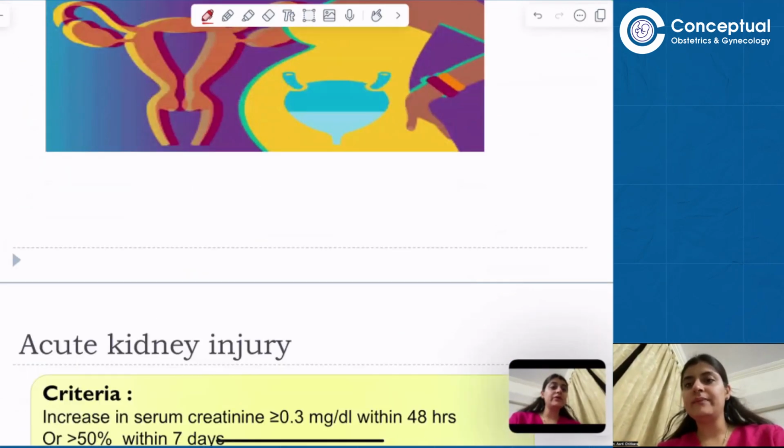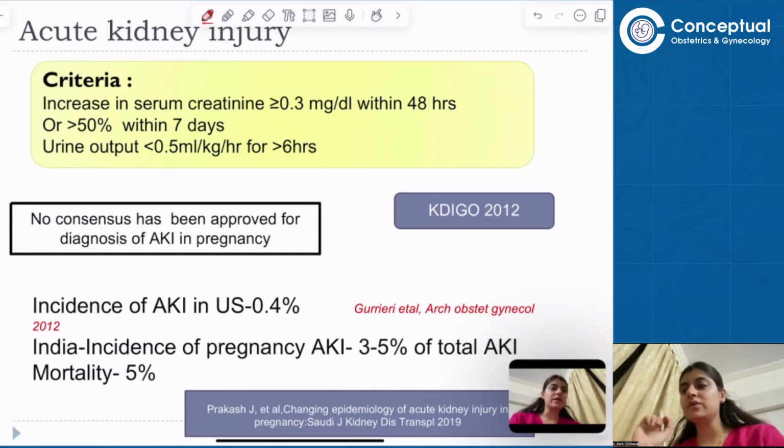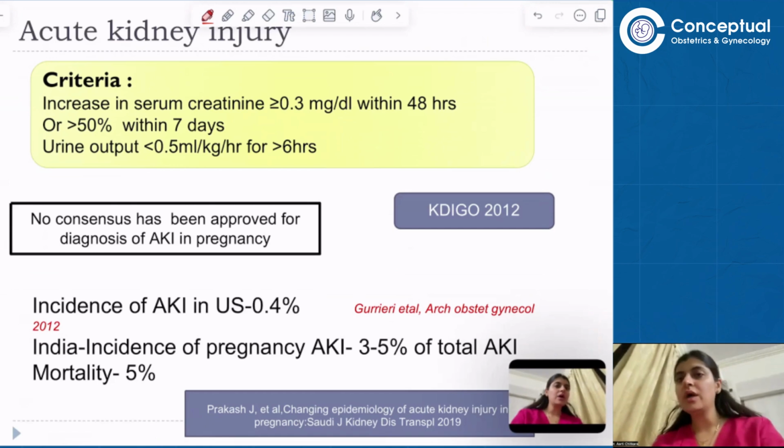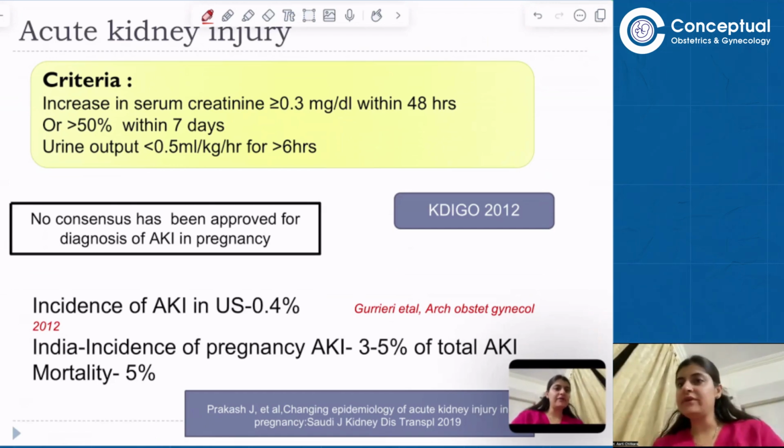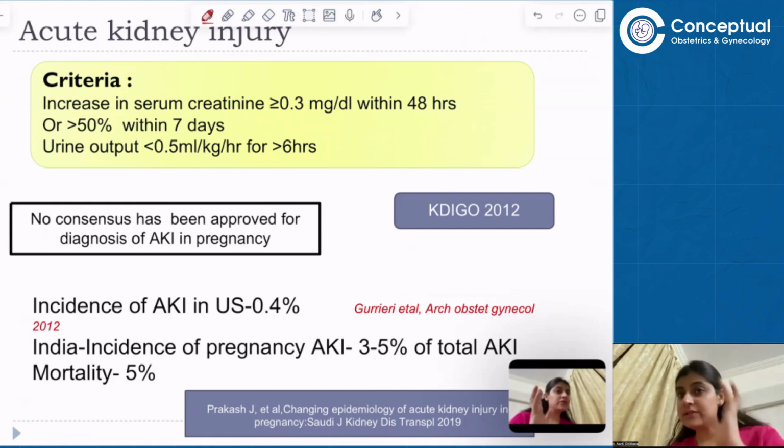Acute renal failure, acute kidney injury. So if anybody asks you during viva, what is the definition of AKI? We have definitions of AKI as per multiple criteria that are available. But listen to your examiner's questions very carefully, don't get deluded, don't get swayed away.